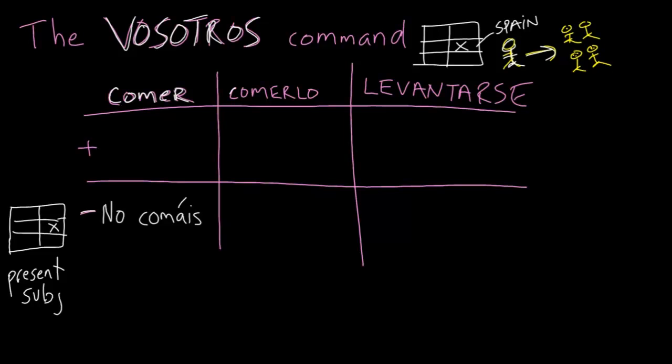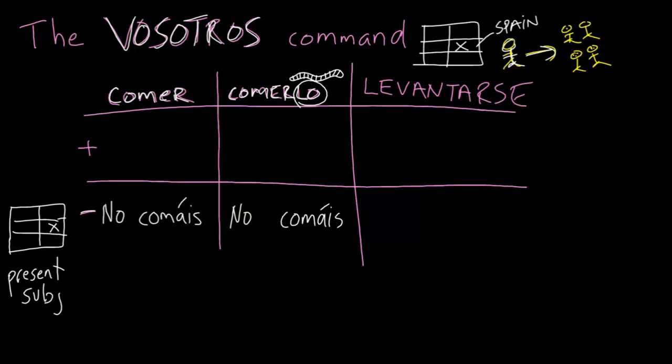Alright, what if we wanted to say don't eat it? And that "it" right here is another gusano. There was a worm on the road and someone was trying to eat it and the other person was telling them not to. Well, we have our command, which is comáis. We have to put this lo somewhere. So where do we put the lo?